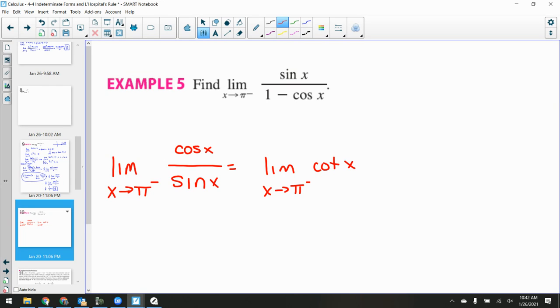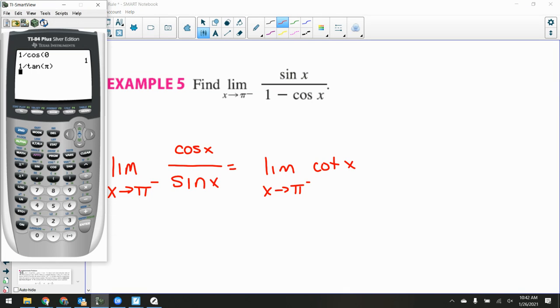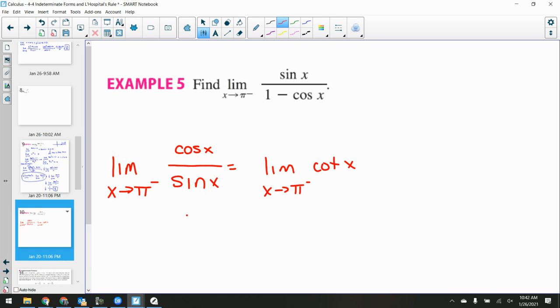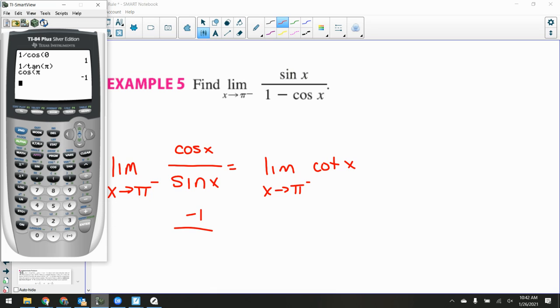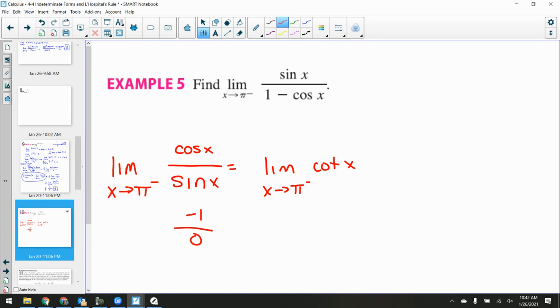And it's not necessarily an indeterminate form, because what is cosine of pi? -1, right? If I try to do direct substitution, and then what is sine of pi? 0. So is this truly an indeterminate form? No, it's not 0 over 0, it's -1 over 0. So what happened? How did we check the hypothesis? No. We should have checked the hypothesis.